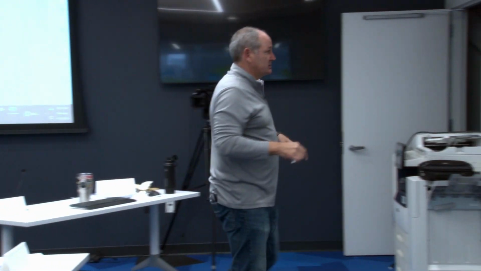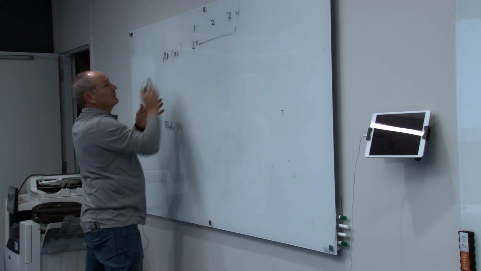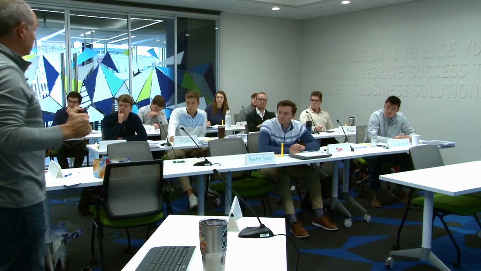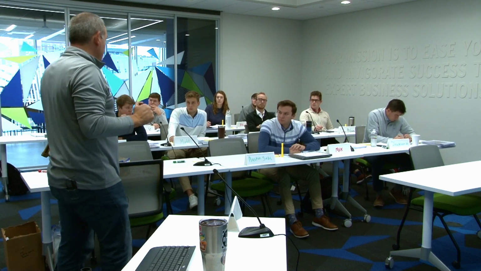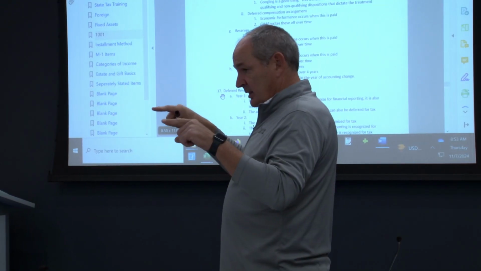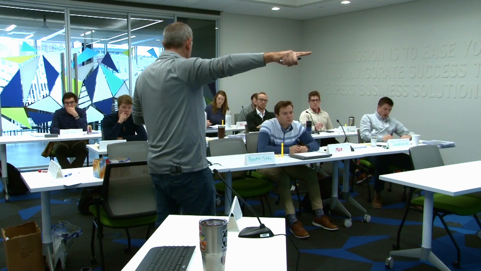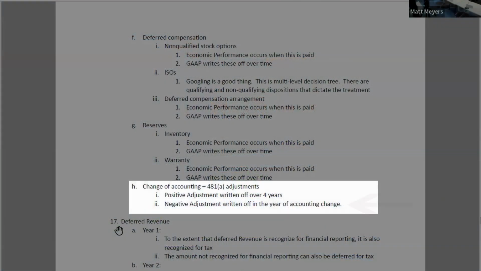Now let's change the facts a little bit to say this is AP. What's the rule say? On the cash basis, how much deduction have we taken? None. If we were on the accrual basis, how much would we have taken? 100. So the variance is 100. So what's my rule say? A negative adjustment, written off in the year of accounting change. So we would have one M1 in year 1 of $100.